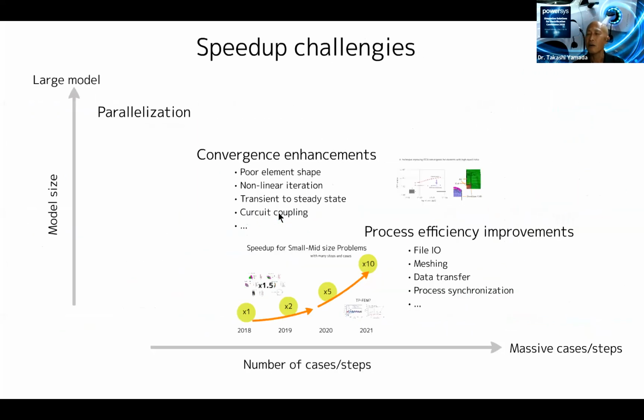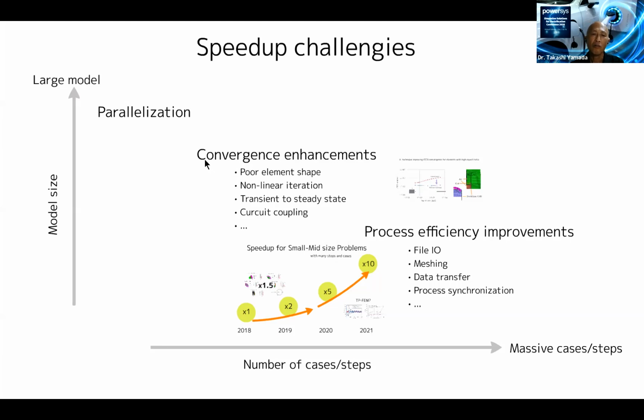Okay, so then of course, as I said, for the parallel solver, we hope we will be able to achieve 400 times speed up next year. Then what next? We're now shifting our effort from the parallel to other items, which are convergence enhancement and process efficiency improvement.